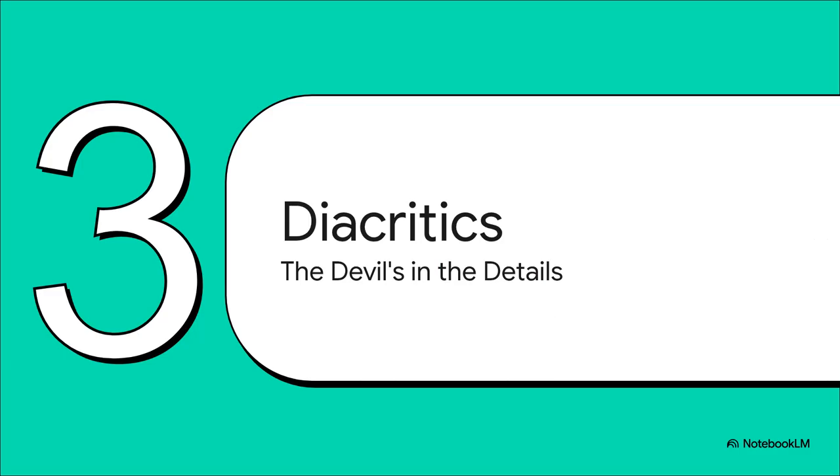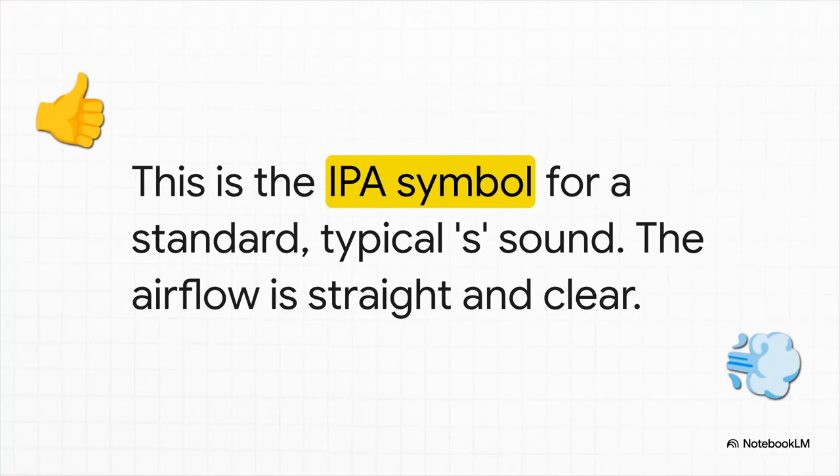So how do they get all that amazing detail? Well, to go from that general, broad view to the super specific, narrow one, they add these tiny little marks called diacritics. You can think of them as little modifiers, like footnotes, that add a ton of crucial information to the main symbol. All right, let's see this in action. We'll start with just one sound. Here's the symbol for a typical S sound. The airflow is straight, the tongue's in the right spot, everything's working as it should.